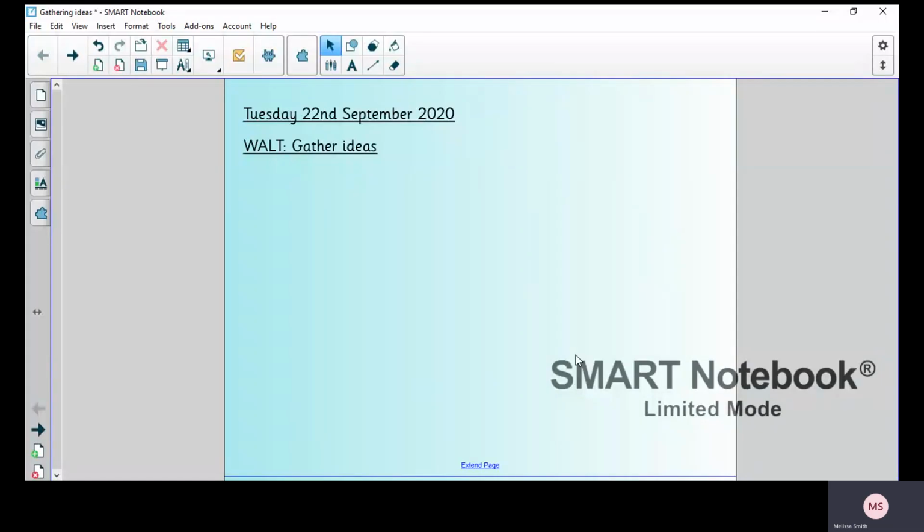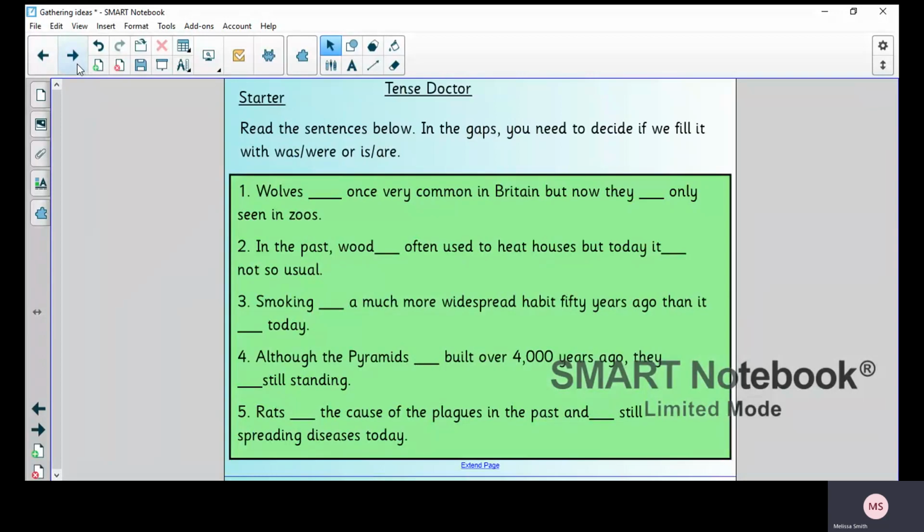Right then, today our focus for literacy is gathering ideas. Before we have a look at our main task, there's a starter activity that I would like you to have a go at. Read the sentences below, and in the gaps you need to decide if we fill it with was or were, or is or are. Pause the video now and have a go.